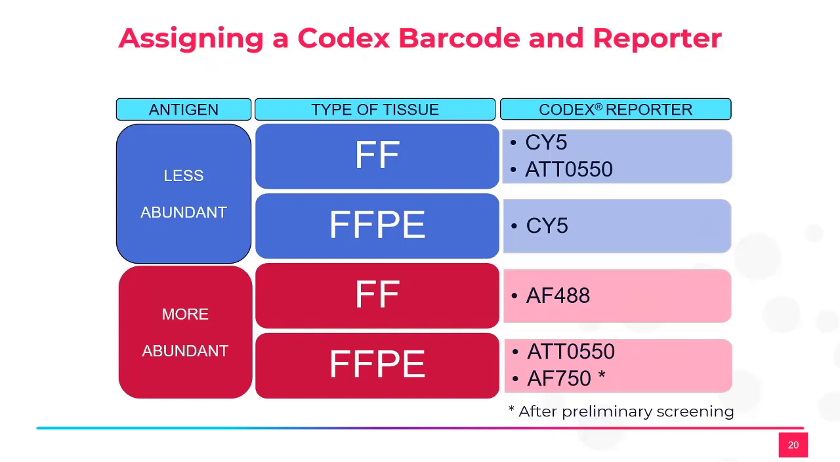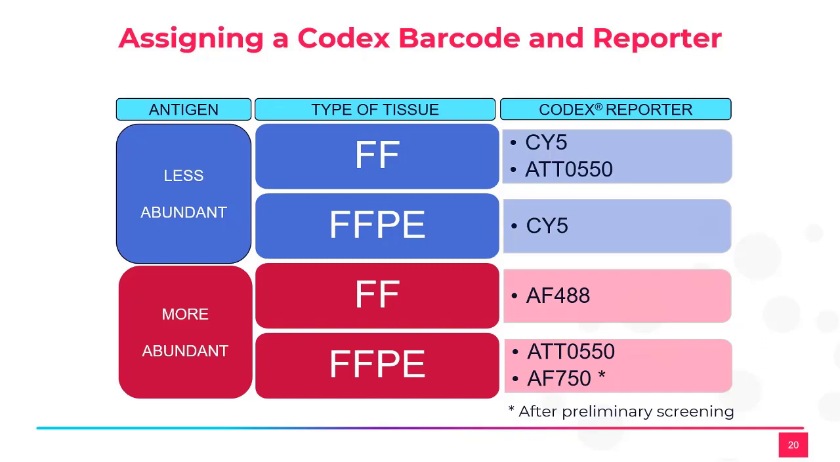Generally speaking, if your antigen is less abundant in your tissue, it will produce a low intensity signal. Thus, for low abundance antigens in fresh frozen tissue, we recommend reporters with either Cy5 or ATTO550. For FFPE tissues, we recommend Cy5. Now, on the other hand, if your antigen is more abundant in your tissue, it will produce a high intensity signal. So for fresh frozen tissue, we recommend using Alexa Fluor 488, and for FFPE, we recommend using ATTO550 or AF750.